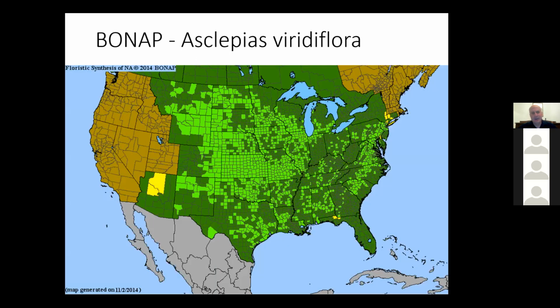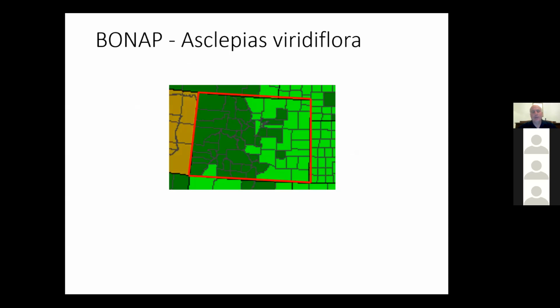This is just an example of what a BONAP map looks like. If we zoom in on Colorado, you'll see that if you look for the species, if you were in Western Colorado, you probably got the wrong species. But if you were in Eastern Colorado, even if you were here in Crowley County, even though it's not lit up, it's probably still found there.